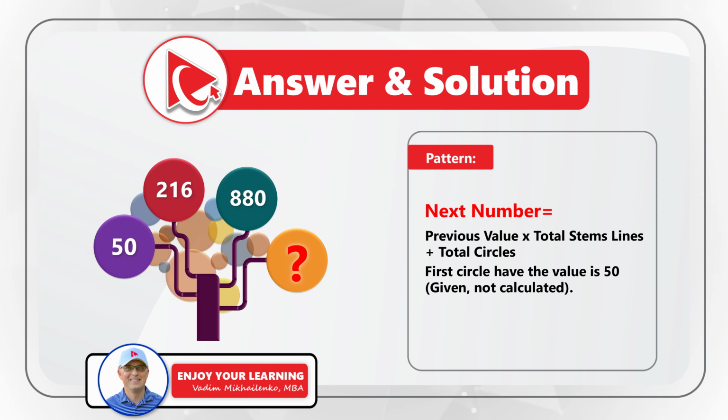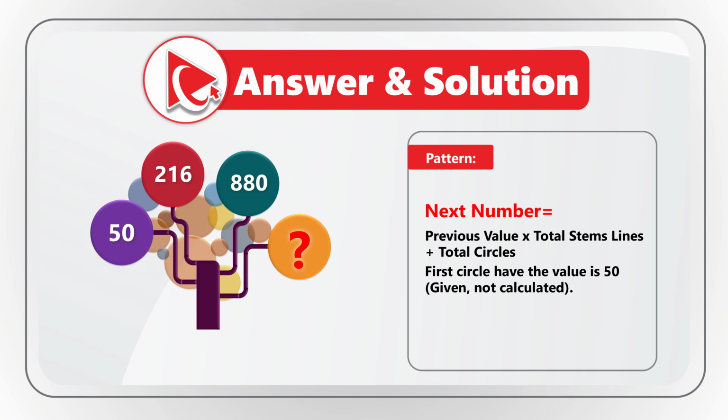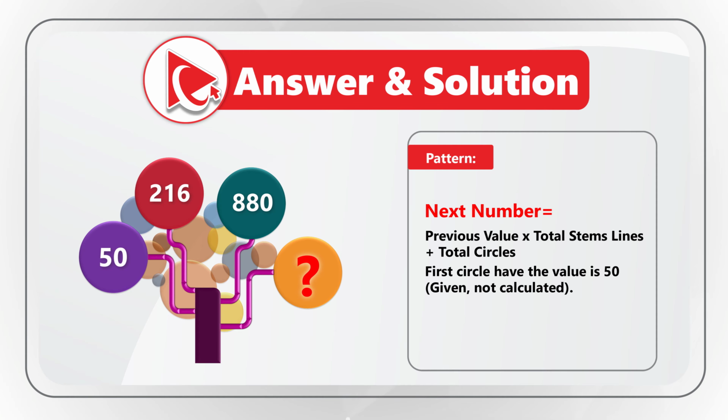The second number, though, is calculated: previous number 50 multiplied by 4 plus 16, and the result of this is 216. The third number is calculated as 216 multiplied by 4 plus 16 and equals 880. Now you might be wondering what is 4 and where it came from and what is 16. The 4 is the number of stem lines in this structure. Let's count them. 1, 2, 3, and 4.